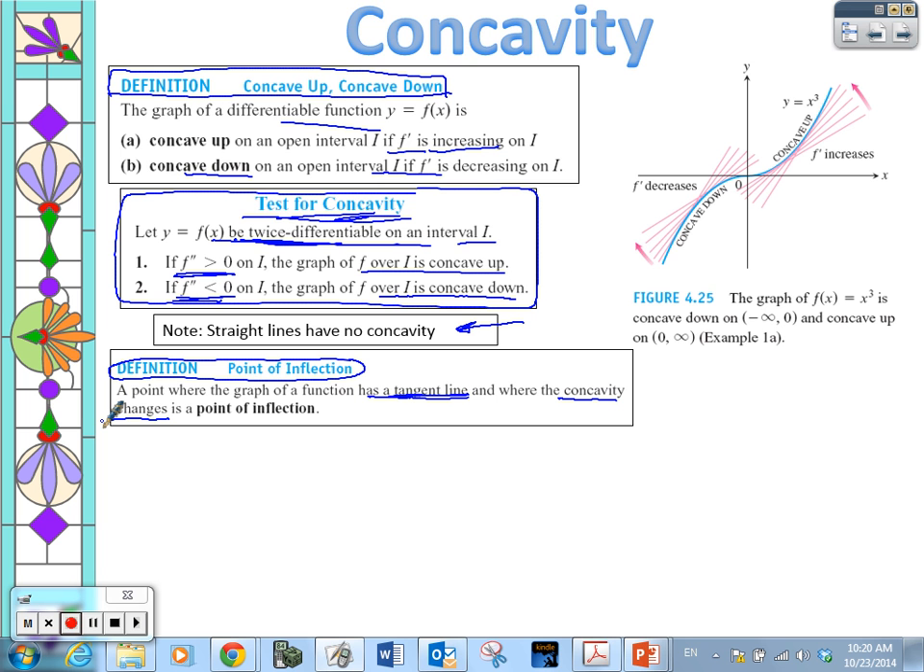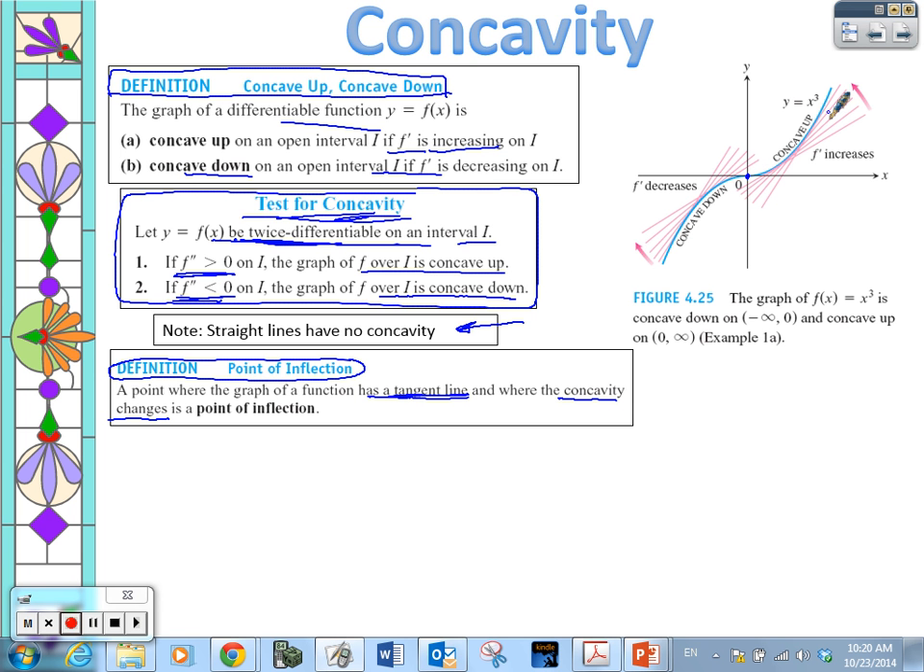It's where concavity changes. So in this particular picture, we're going from concave down to concave up. This is the function x cubed, and right here would be the point of inflection. It would be at (0, 0). It's where we change concavity from concave down to concave up, or vice versa.